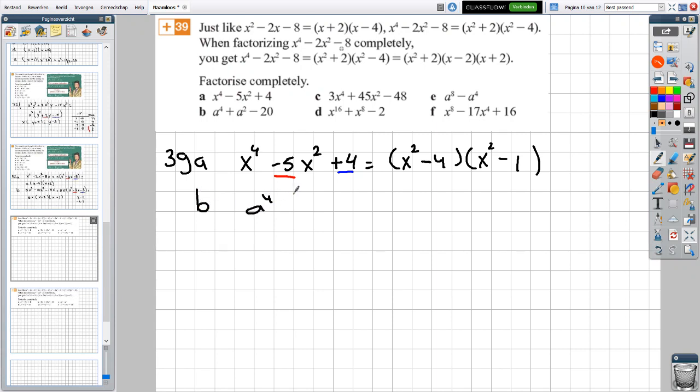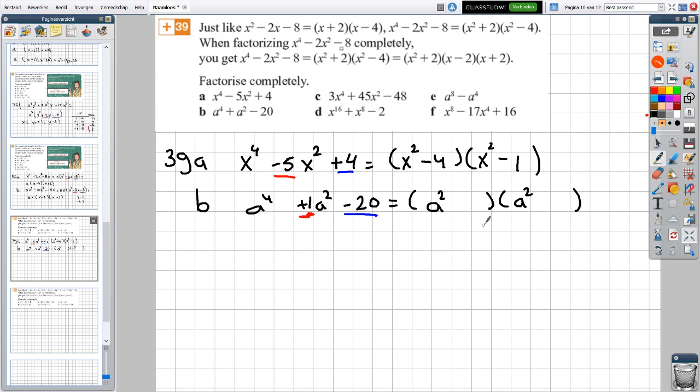Okay? B works the same way, but let's take a look at it as well. a to the power of 4 plus a squared minus 20. So here I have a's. I'm going to write it down like this, with a product that should be minus 20 and a sum that's going to be plus 1. Right? I have to underline it like this. It's actually a 1 here, but we don't write it down because mathematicians are lazy.